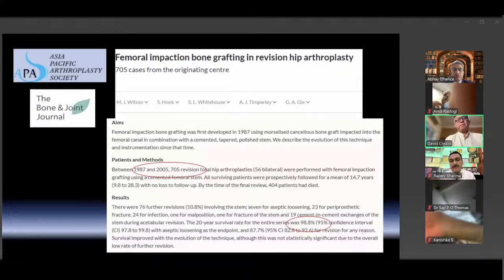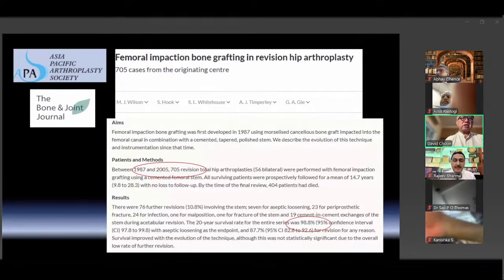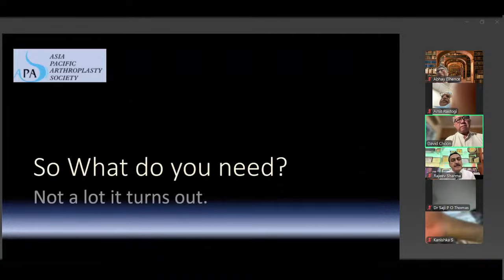This is the original series also from the Exeter group. They, of course, used to handle all the revisions from all over the UK, and that's 705 cases over a period of about 10 or so years. And again, at 20 years, the survivorship was 99%. That was pretty good.